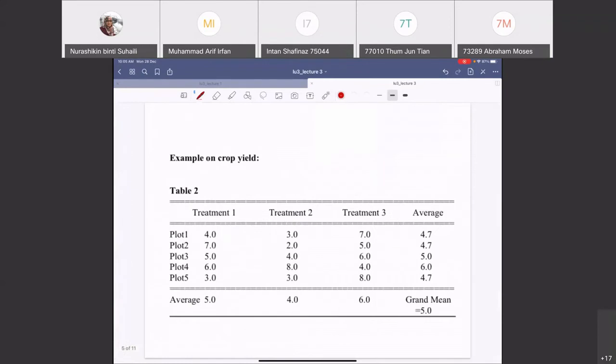Let's say this is an example of a problem with blocking. How do you know which one is samples, which one is blocks, which one is treatment? This one is quite confusing, you have to decide by yourself. Let's say the word treatment is not given over here. You have to analyze from the question.